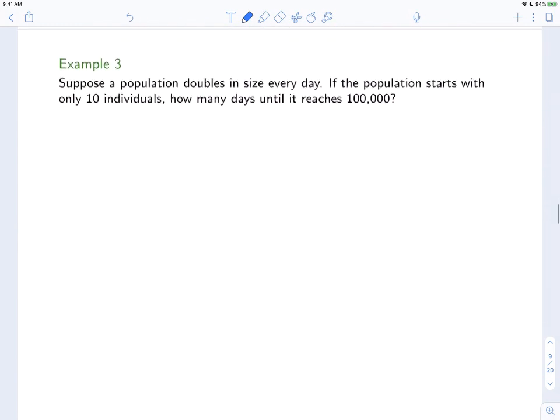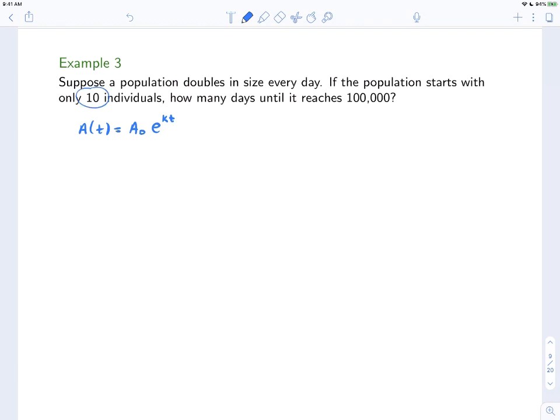Let's do another example. Suppose a population doubles in size every day. So the doubling time is 1 day. If the population starts with only 10 individuals, how many days until it reaches 100,000? Okay, so in this case, we know that we're using an exponential model. So A at t is equal to A sub 0 times e to the kt. Now A sub 0 we already know, because it starts with 10 individuals. So A sub 0 is equal to 10. So A evaluated at t is equal to 10 times e to the kt.